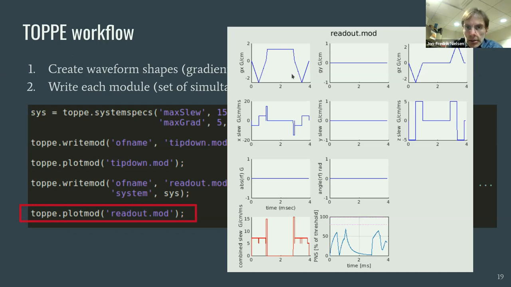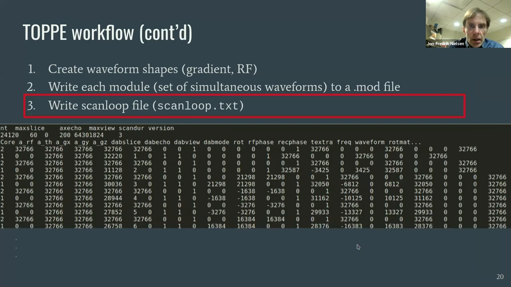And again, readout, this would be the Z phasic code amplitude or the trapezoid that you would then scale as needed. And we can again verify that the PNS is within the normal mode here. So that's really just calling that RegMod function to create the modules. So once you've done that, the rest of your job is then to put together the actual scan loop.